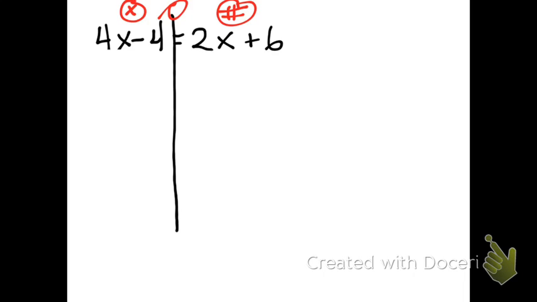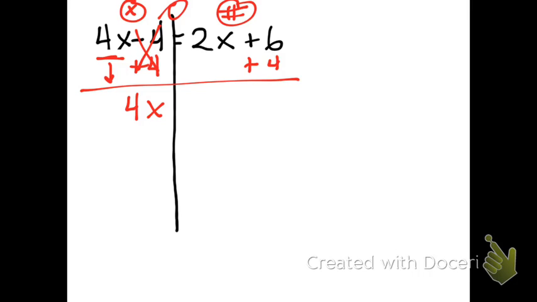So what I'm going to look at first is my left side, and I ask, do I have anything that's not an x that doesn't belong? Well, 4x is an x, so it's okay. But this negative 4 isn't an x, so that needs to go. I'm going to get rid of it by adding 4. If I add 4 to one side, I add 4 to my other side. Now I'm simplifying on each side. If I have 4 negatives and 4 positives, these cancel each other out, and my 4x is left over on the left side. Same thing, nothing happened to the 2x, so that stays exactly the same. But I have 6 positives and 4 positives, so now I have plus 10.